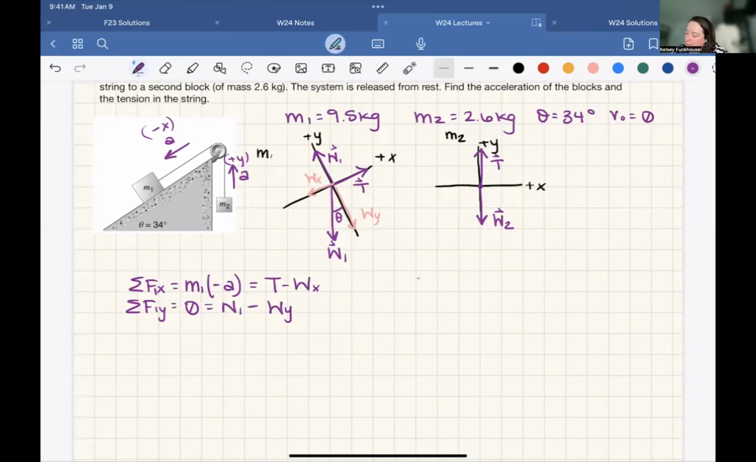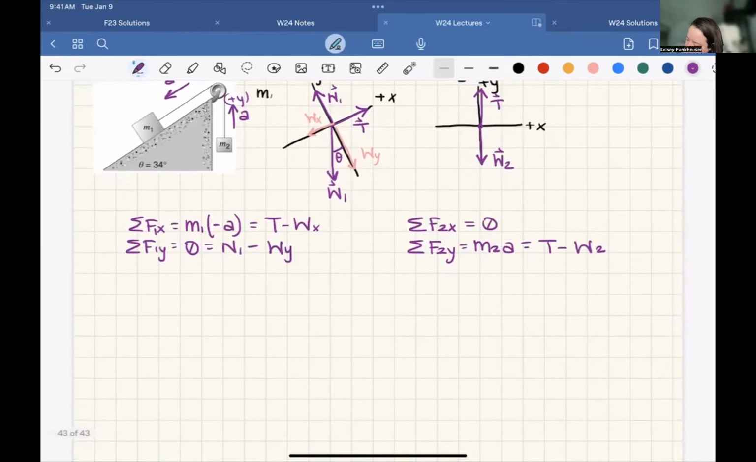And then for the other block, there is no force in the x direction, and in the y direction, again, mass 2 times acceleration. This time it's positive because it's moving in the positive y direction. And our forces are tension minus weight 2. Okay, so we have our equations. Let's take a look at them.